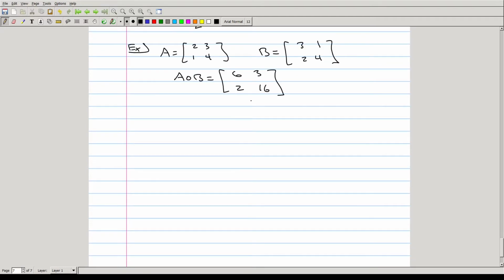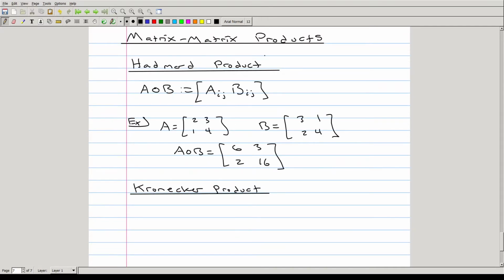Another important matrix product that pops up in applications is called the Kronecker product. This is related to what's called the tensor product. And I guess I want to make a note here. For the Hadamard product, A and B must be m by n. They must have the same dimensions in order for it to be defined and make sense.